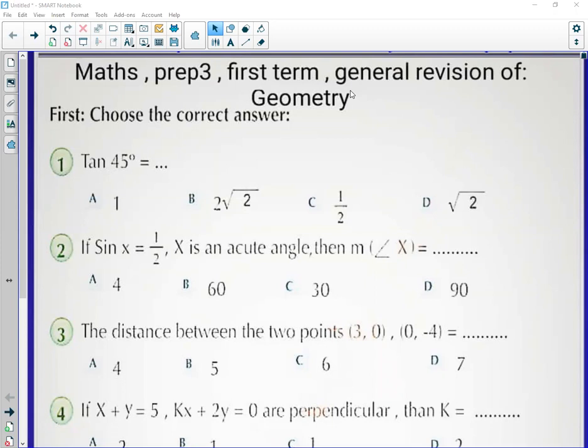Okay, let's start with our session. Peace be upon you, I am Mr. Muhammad Omar. In this session, we will make a revision about geometry, Prep 3, first term. So let's start with our session. Number one, choose the correct answer.